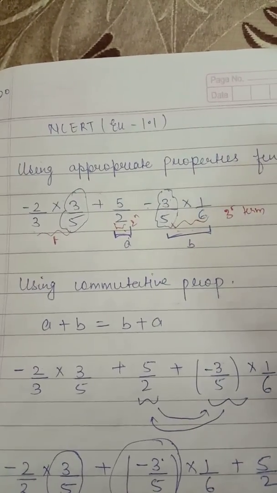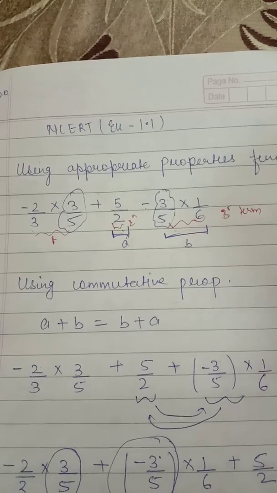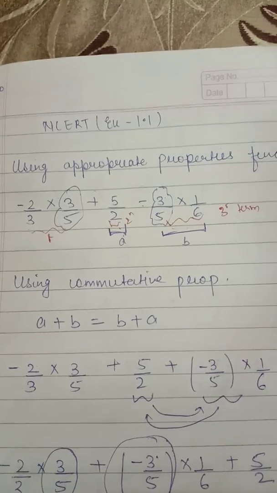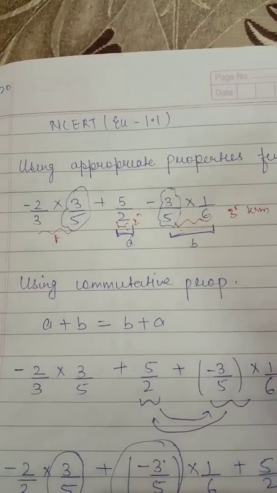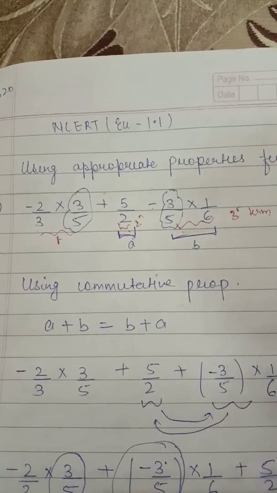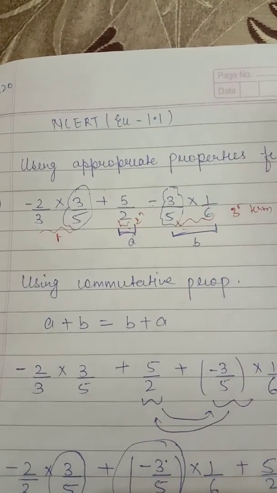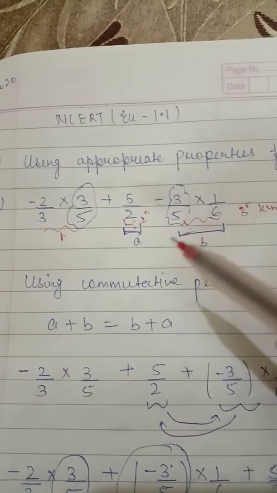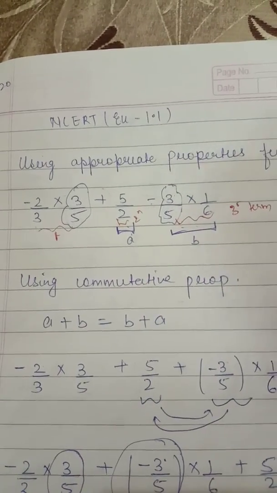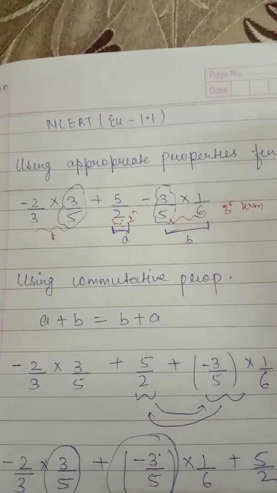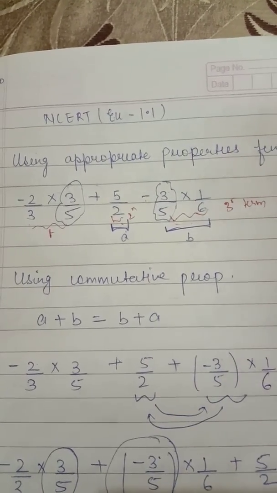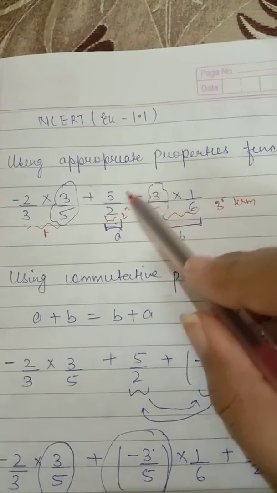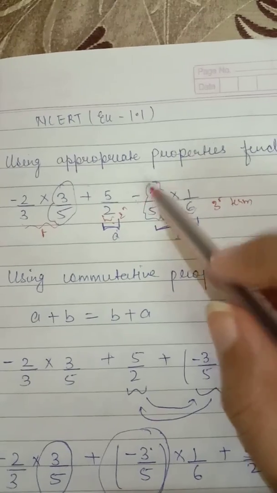So if 3 by 5 is the common term in the first and third term, I will try to apply the commutative property in this question. When I apply the commutative property in two terms under addition, a plus b is equal to b plus a. So I know that commutative property holds under the operation of addition in rational numbers, but in the question there is a sign of negative. So I will try to change the sign to positive.